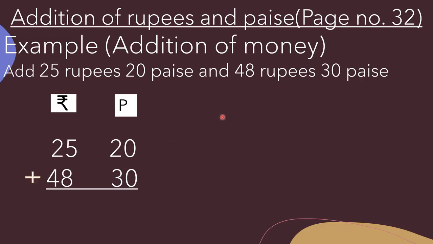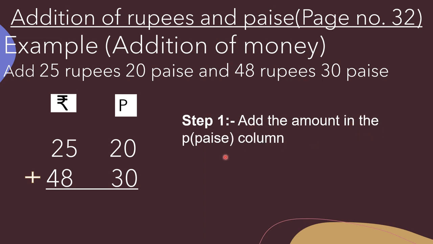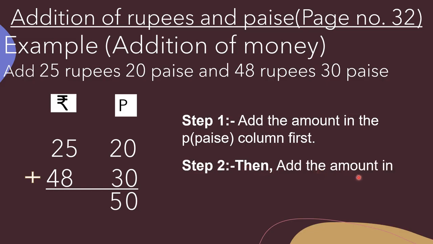Okay. Now step number 1, that is add the amount in the paise column first. ठीक है, सबसे पहले हम पैसे वाले column को solve करेंगे, which is given on our right hand side. So let's start. 0 plus 0, that is equal to 0. 2 plus 3, that is equal to 5. Okay. Now we have to do step number 2, that is then add the amount in the rupees column.